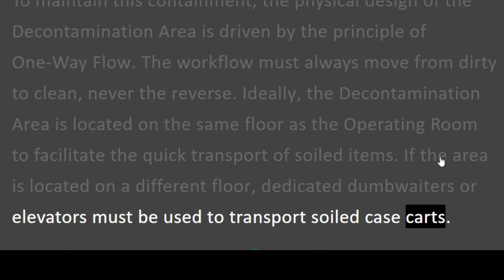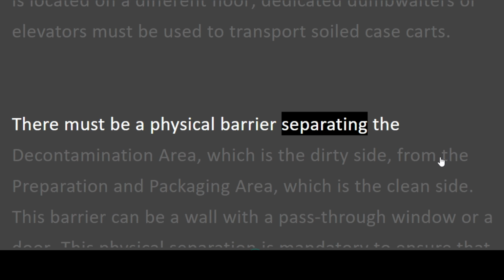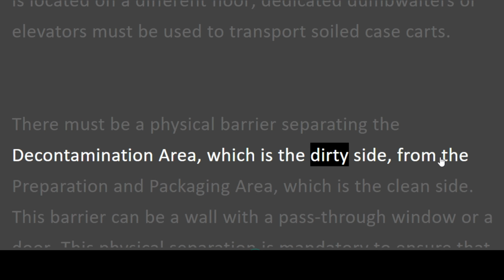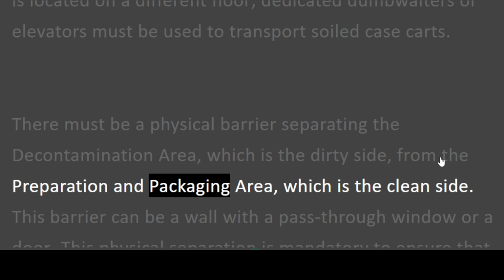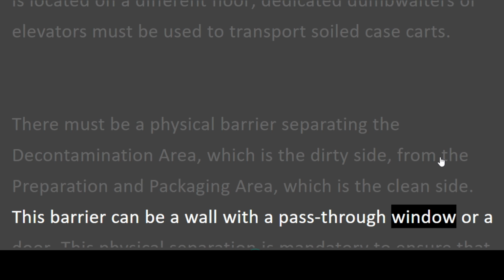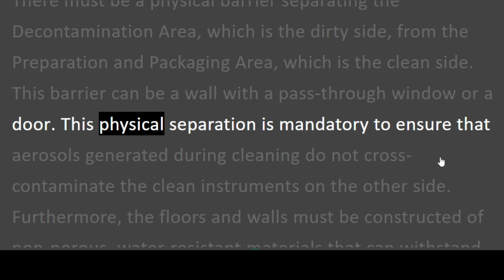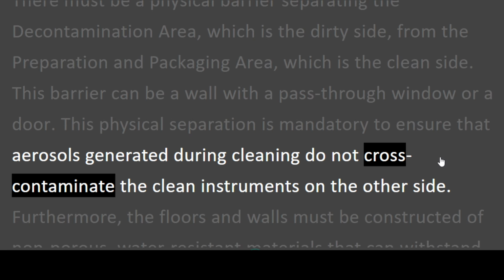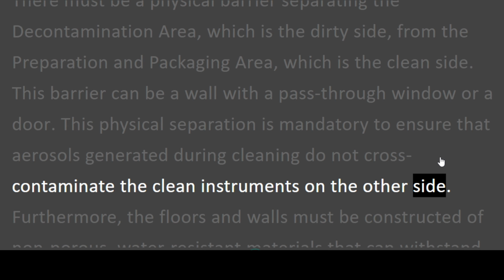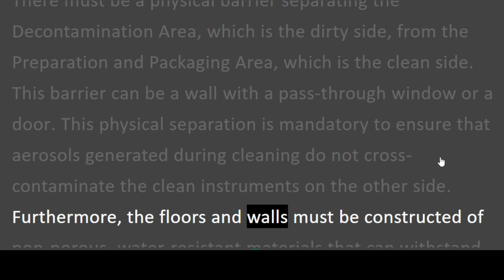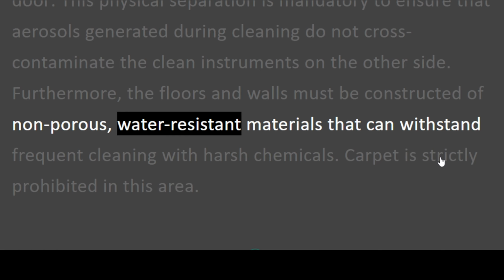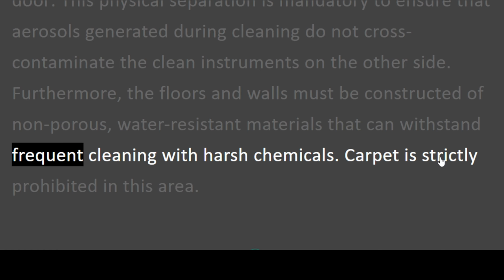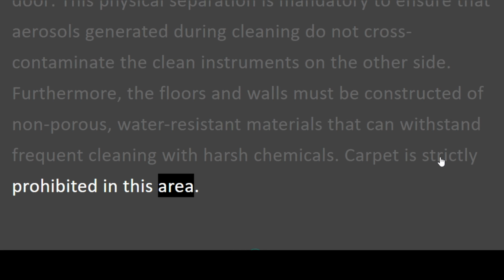There must be a physical barrier separating the decontamination area, which is the dirty side, from the preparation and packaging area, which is the clean side. This barrier can be a wall with a pass-through window or a door. This physical separation is mandatory to ensure that aerosols generated during cleaning do not cross-contaminate the clean instruments on the other side. Furthermore, the floors and walls must be constructed of non-porous, water-resistant materials that can withstand frequent cleaning with harsh chemicals. Carpet is strictly prohibited in this area.